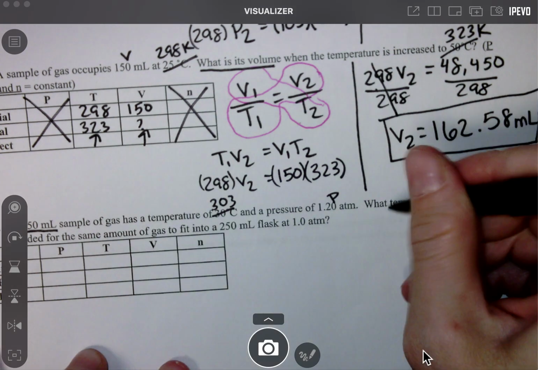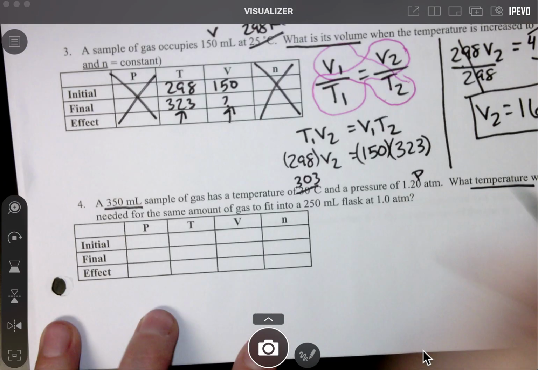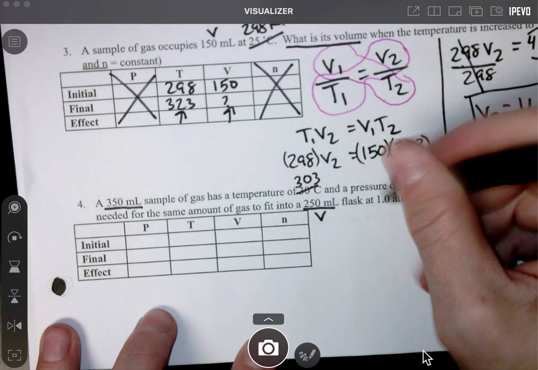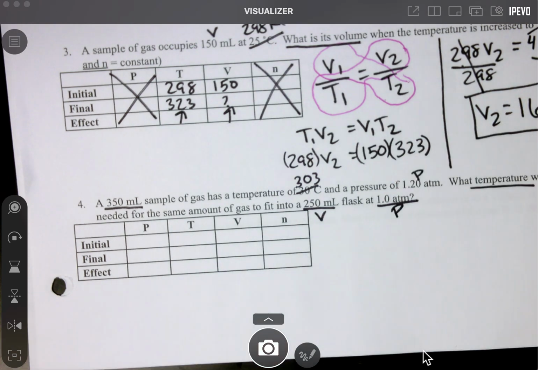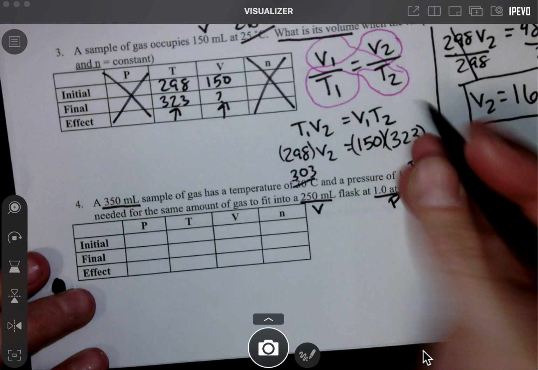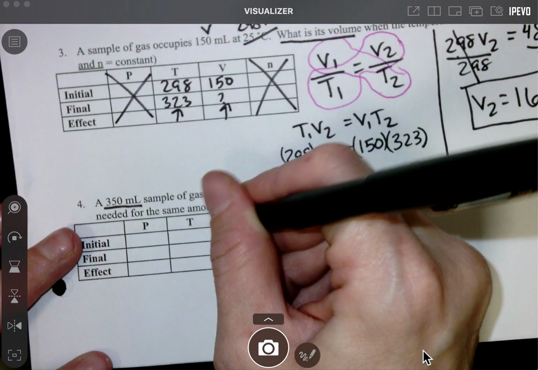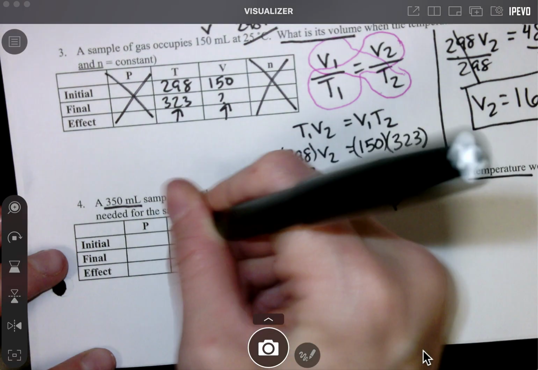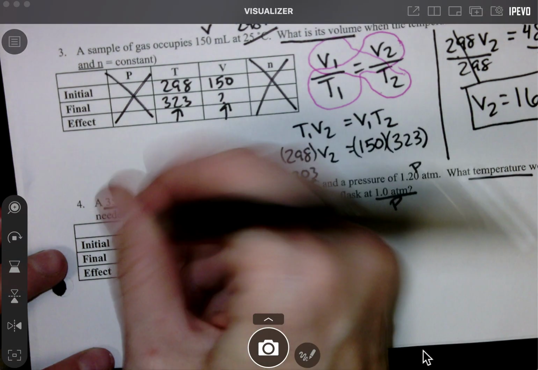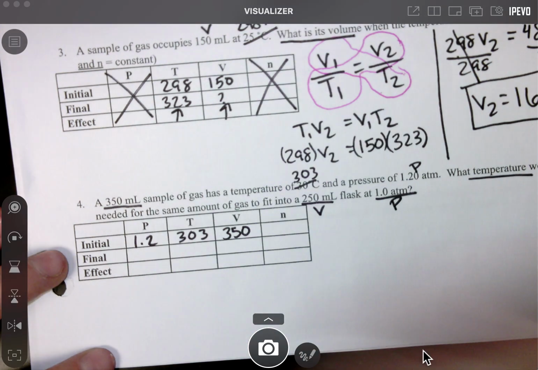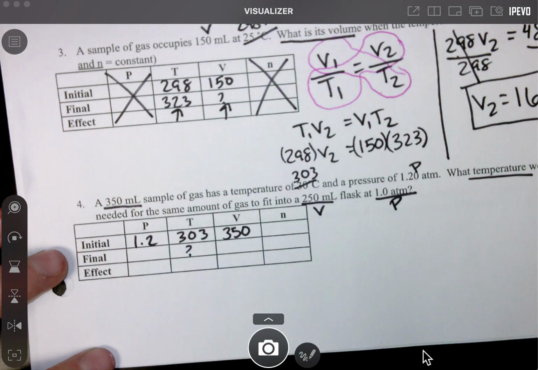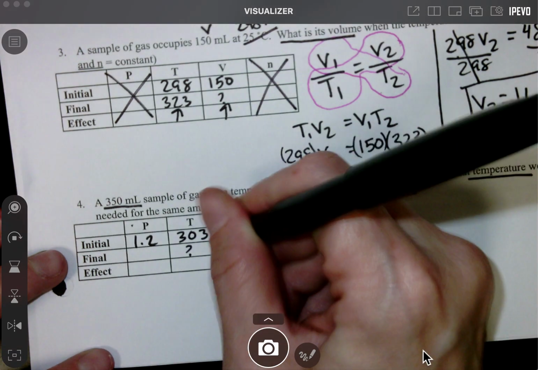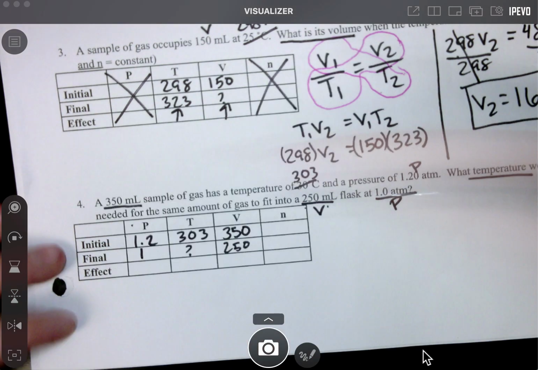So we're asked what temperature would be needed for the same amount of gas to fit into a 250 milliliter, so it's a volume, flask at 1 atmosphere. So that's a pressure. So I have 350 for my initial volume. My initial temp is 303. And my initial pressure is 1.2. And we're asked what temperature, so I'm going to put a question mark there. And I have 250 for my final volume, and then 1 for my final pressure.